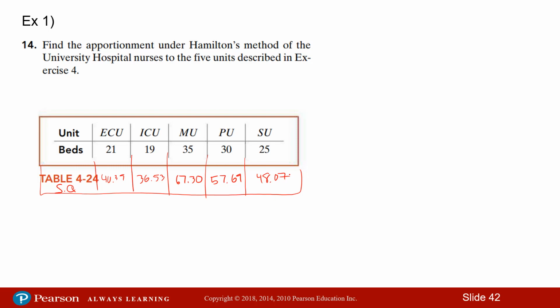Okay, cool. So Hamilton method, here we go. Everybody gets a lower quota, right? I'll just put LQ for lower quota, and we'll see how many we have at the end.